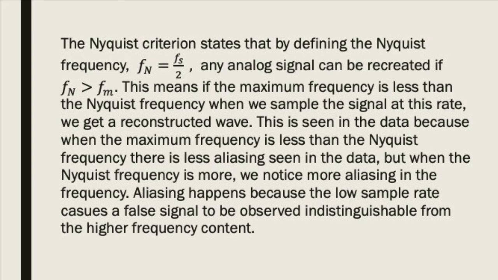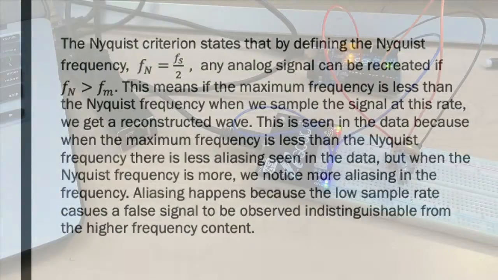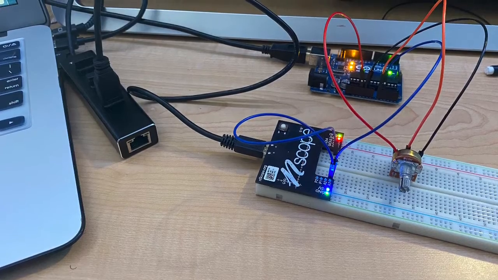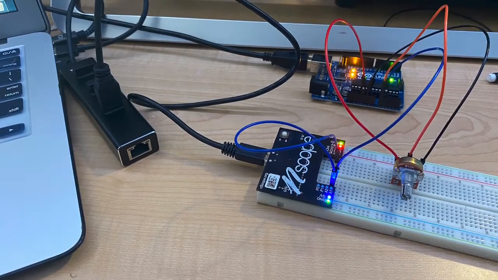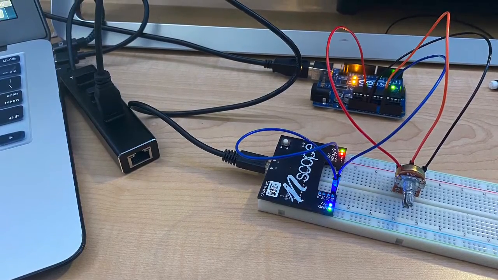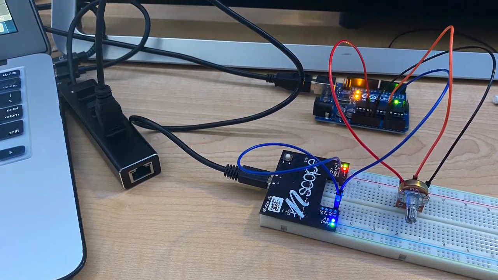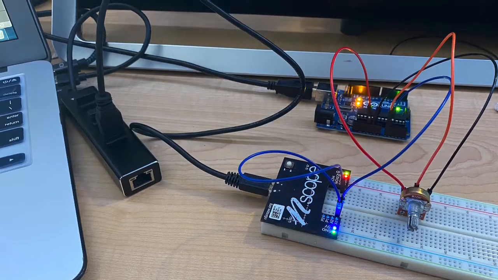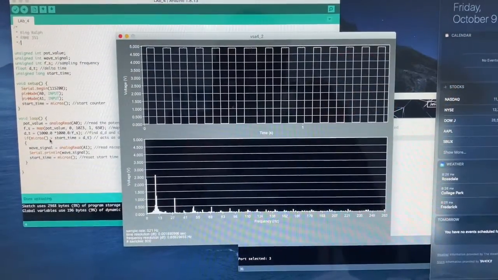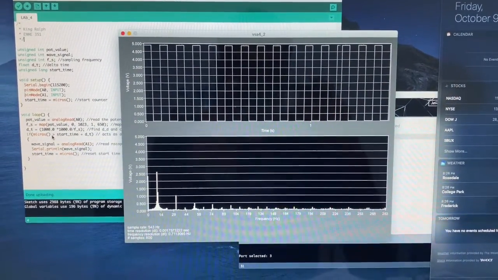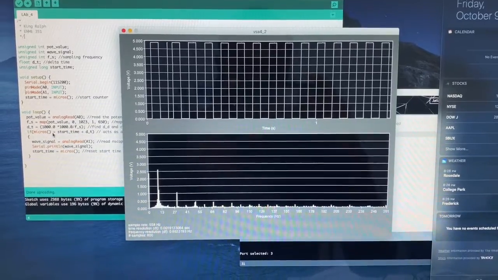Aliasing happens because the low sample rate causes a false signal to be observed, which is indistinguishable from the higher frequency content. Take a look at my physical setup of the Arduino and the potentiometer connected to the oscilloscope. Then we see the square wave and the triangle wave run in real time.